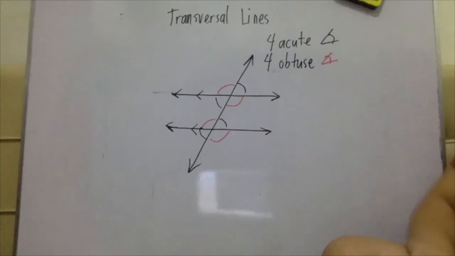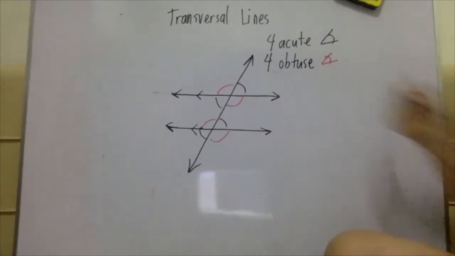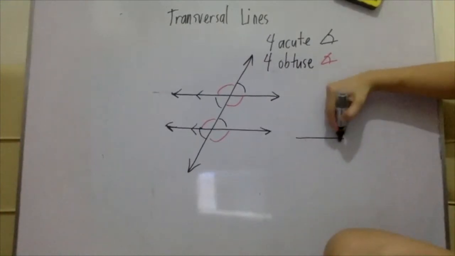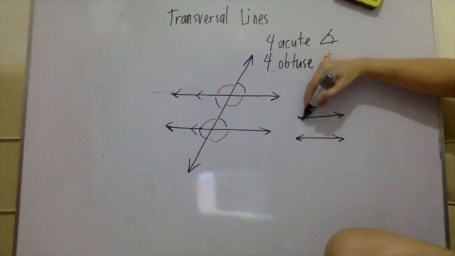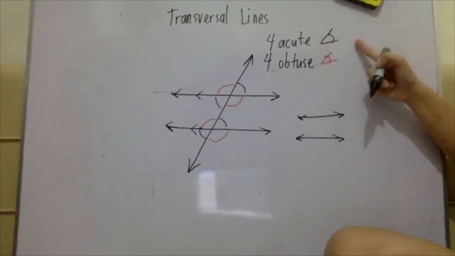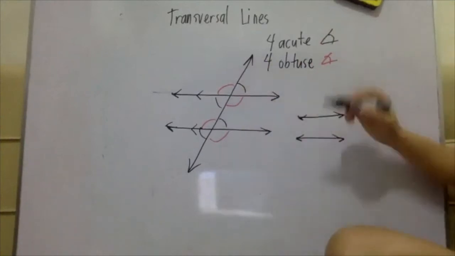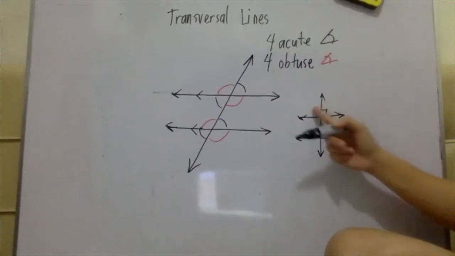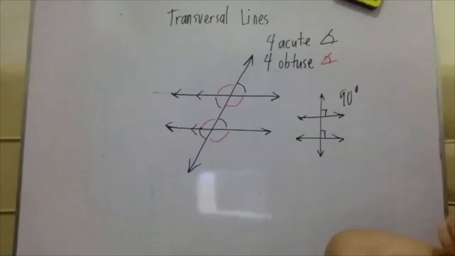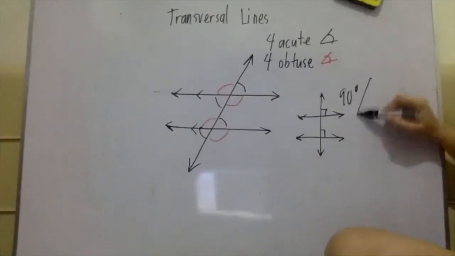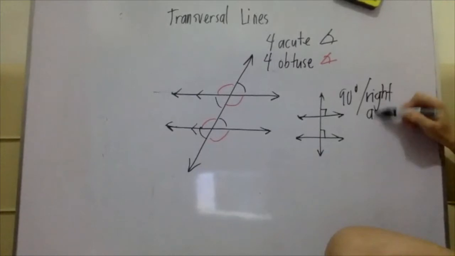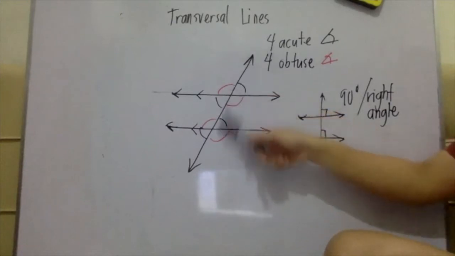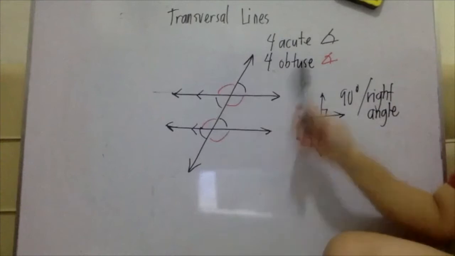So, except when your transversal line is perpendicular to the two parallel lines. So, yun lang yung only case na hindi apat na acute angles and apat na obtuse angles ang nagagawa mo if you have perpendicular na ganyan. Okay, kapag perpendicular, lahat ng angles dito is just 90 degrees or a right angle. Okay?